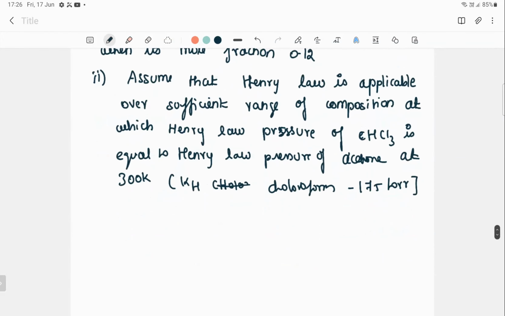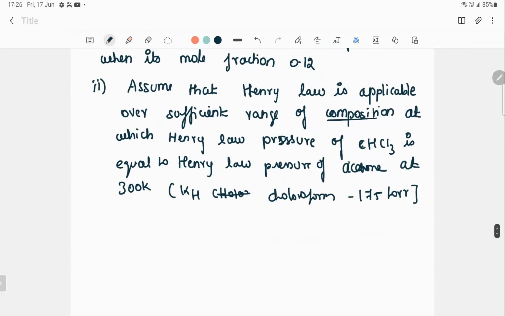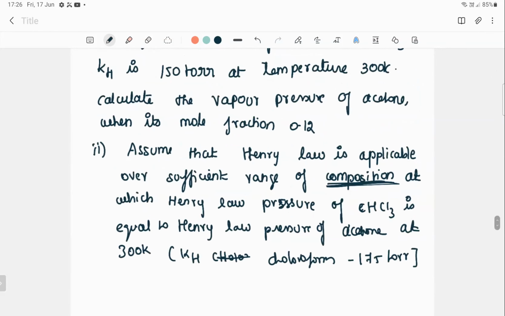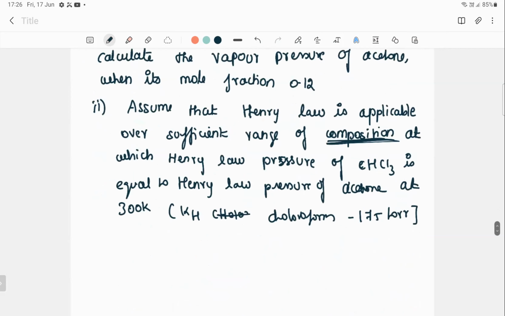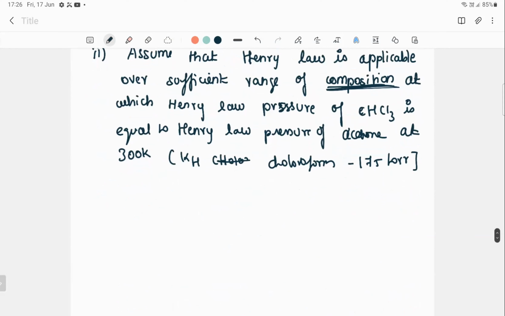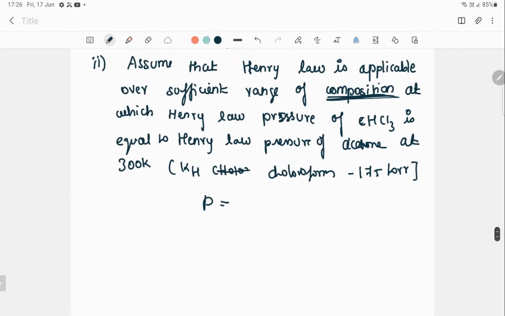Wait, I'll solve this. For chloroform, see, what composition is there? You need to find the composition for chloroform. Initially, what you found was for acetone, right? So here you need to calculate for chloroform. They have given the Henry's law constant of chloroform, right? So partial pressure is equal to KH into X.